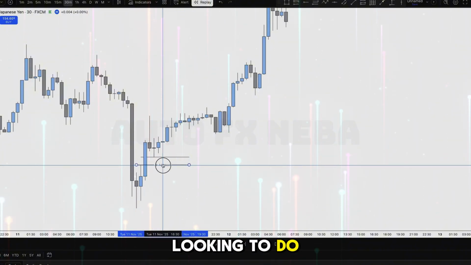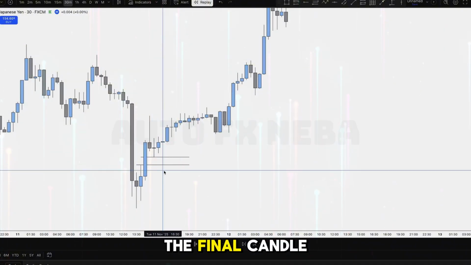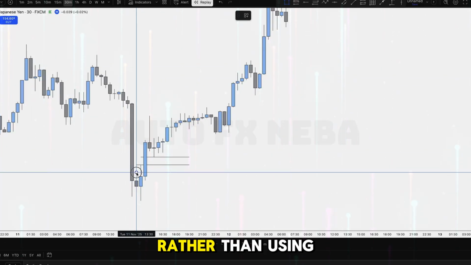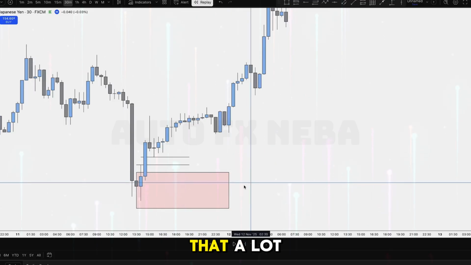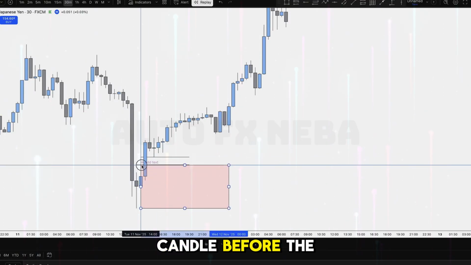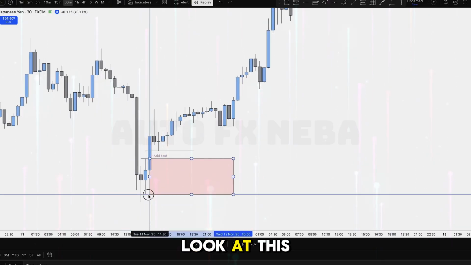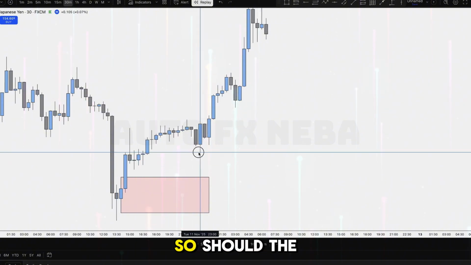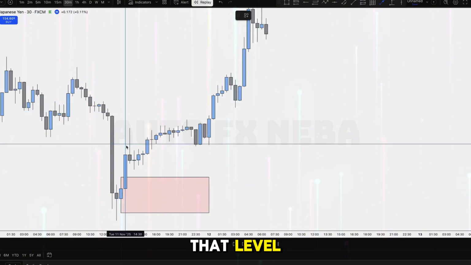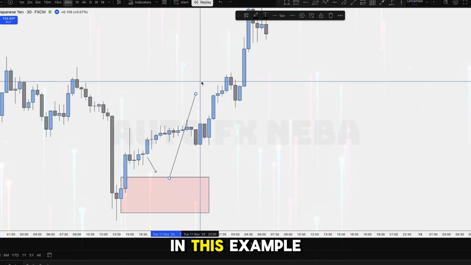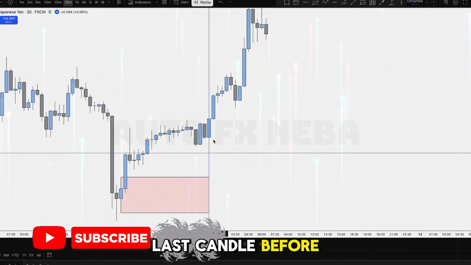Then what I'm looking to do is basically select the final candle before the impulse took place. So for me in this example, rather than using the standard rule that a lot of people use of the last down candle before the up move, I would be using the last candle before the impulse. So I'm going to look at this basically as the zone that I would want to buy from. Okay. So should the market return to that level, we would then be looking at buying from the range of this blue candle in this example, because that's the last candle before the impulse away.